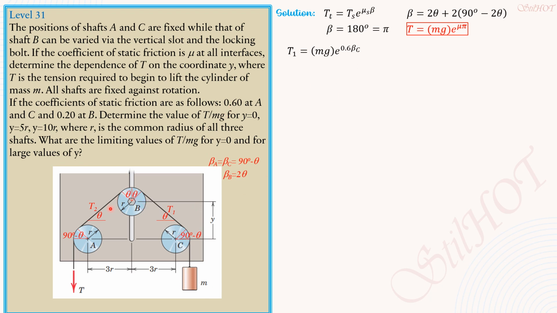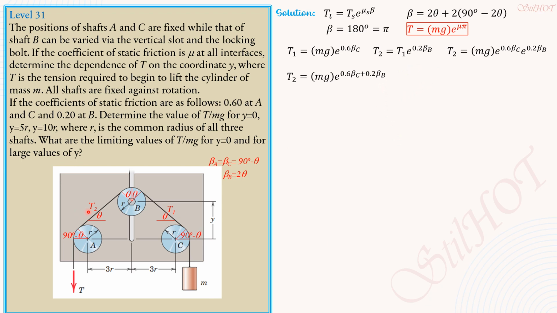Then T sub 2 equals T sub 1, which is this expression here, times e to the 0.2 beta B. So T sub 2 equals T sub 1 e to the 0.2 beta B. Substitute T sub 1 as mg times e to the 0.6 beta C, then times e to the 0.2 beta B. So, combining, T sub 2 equals mg e to the quantity 0.6 beta C plus 0.2 beta B.